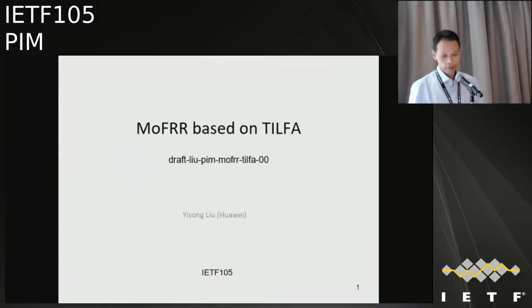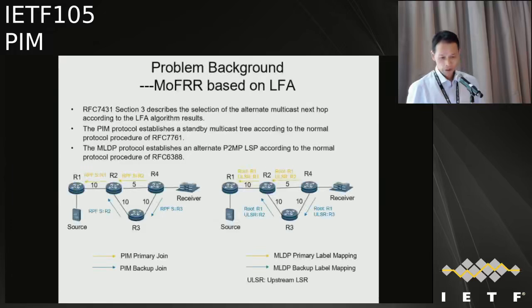Jiron from Huawei. I'm presenting MoFRR based on TI-LFA. Here is some background. LFA, introduced by unicast, is based on the algorithm that a packet can be sent to its directly connected neighbor, and the packet won't come back to the router itself. So in this triangle topology, R4 sends a packet to R3 and targets R2. It can ensure that R3 won't go back to R4.